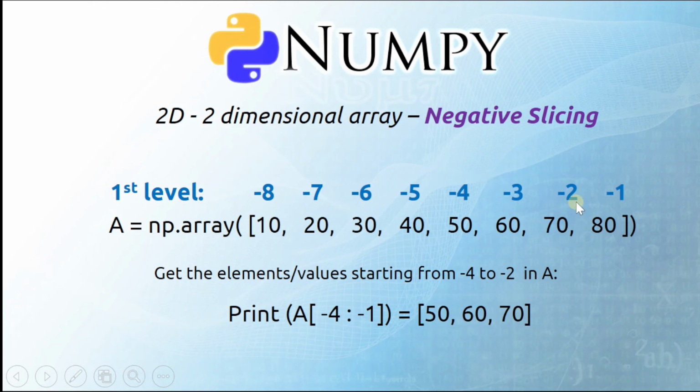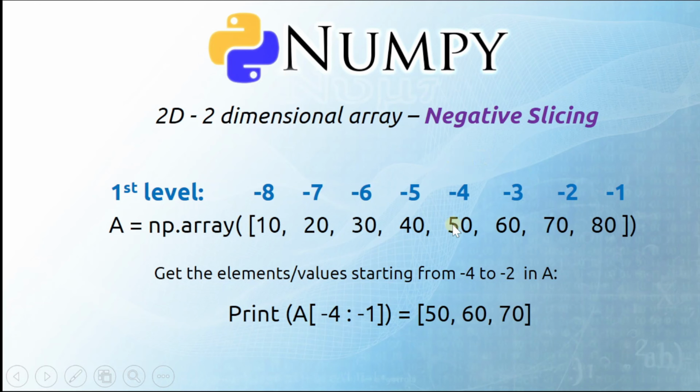So if I need to get the elements from -4 to -2, in the same way, you simply type print a[-4:-1], which is right after -2. And the value at -1 wouldn't be included. So it will give you 50, 60, 70, which makes sense.